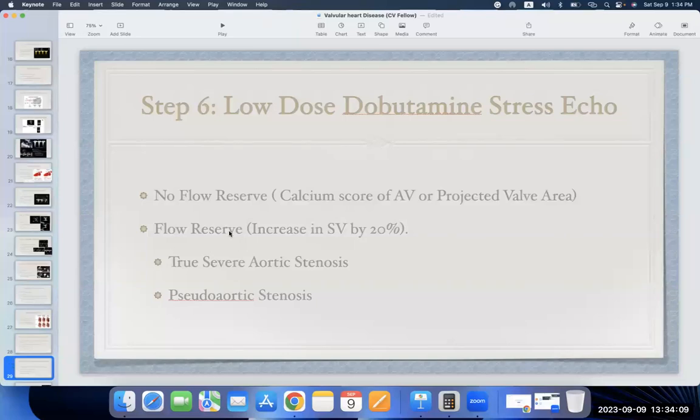But on the other hand, for the patient with flow reserve, when the stroke volume increases by more than 20%, you're going to decide if the patient has true severe aortic stenosis or pseudo-severe based on the aortic valve area and the gradient. So in true severe aortic stenosis, the aortic valve area will stay the same, but the mean pressure gradient will increase. While in pseudo aortic stenosis, the area will increase and the gradient will stay the same.